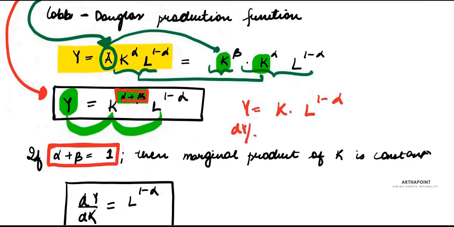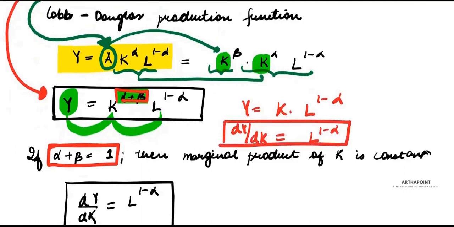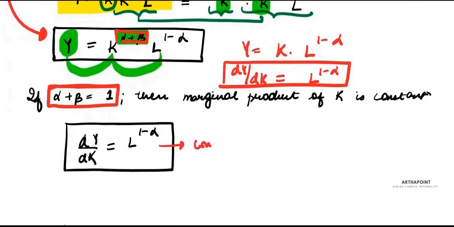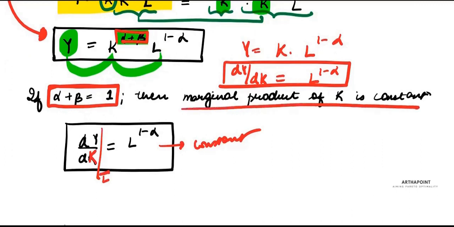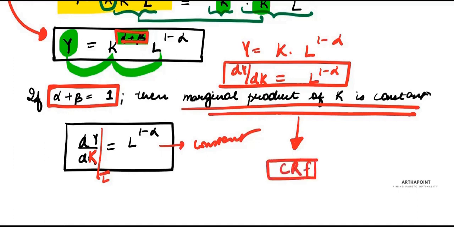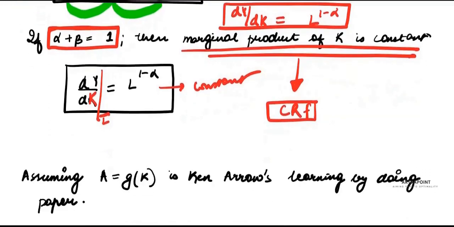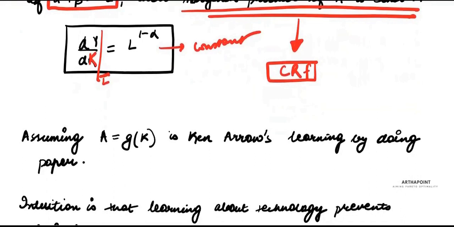And when you find dY by dK, you will simply get L to the power 1 minus alpha. And this is actually a constant, because whenever we differentiate with respect to capital, we hold labor constant. So we can say that the marginal product of capital is constant. And this is what our entire scenario is in the AK model: we have constant returns to capital. Unlike the Solow model, where we had diminishing returns to capital, here we have constant returns to capital.